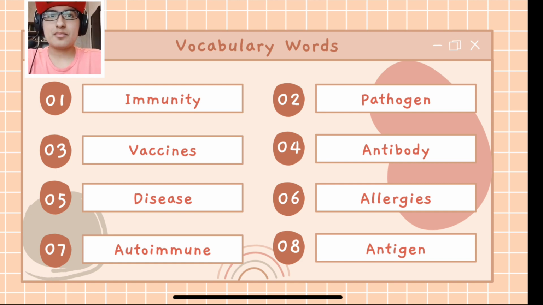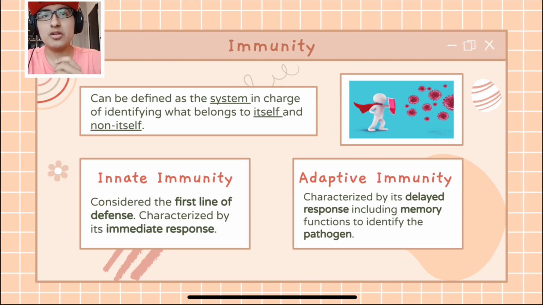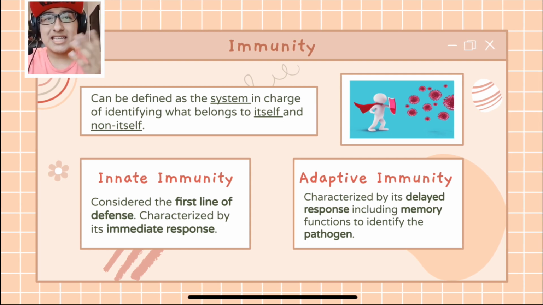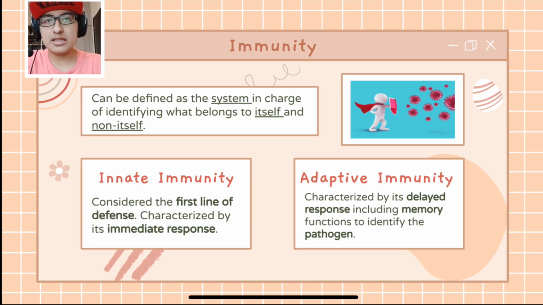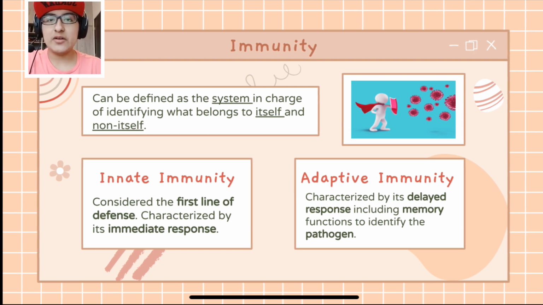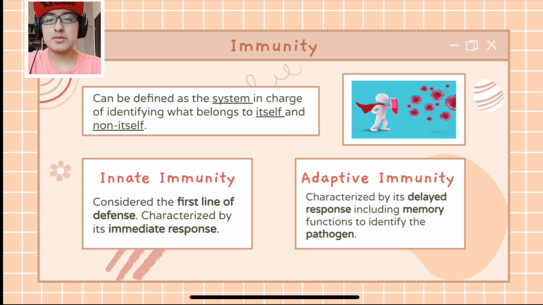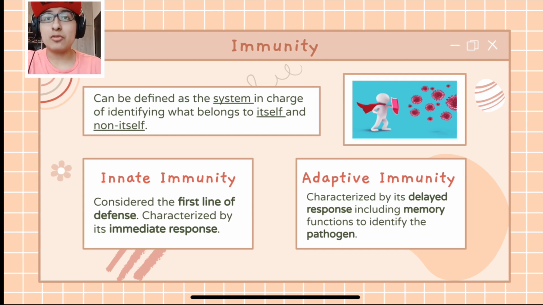Vocabulary words. The chosen words for our presentation were immunity, pathogen, vaccines, antibody, disease, allergies, autoimmune, and antigen. Let's start with immunity. It can be defined as a system in charge of identifying what belongs to itself and what is non-self. Immunity stands for our immune system, and it's the system that helps us to identify what organs or what cells are included in our complete organism, our body, and which ones are harmful for our body.